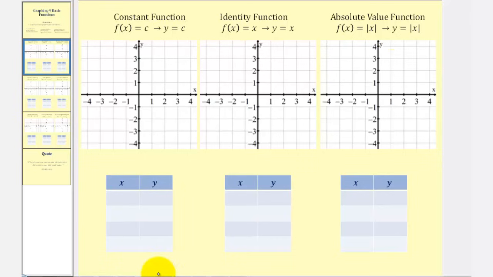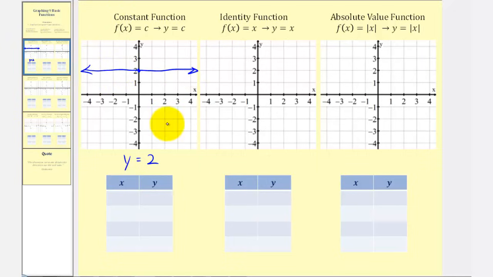table of values. And notice all of the functions will be given using function notation as well as replacing f of x with y. So first we have the constant function f of x equals c, where c is any real number, or again if we want, y equals c. As an example, let's graph y equals 2. This would be a horizontal line through y equals 2 on the y-axis. So it would look something like this.